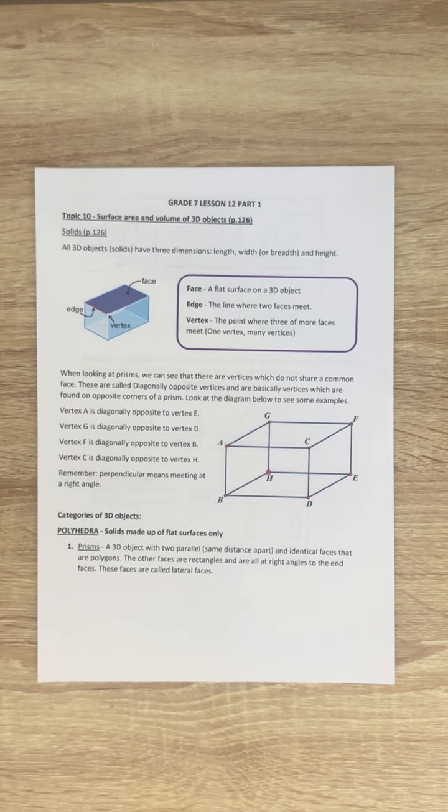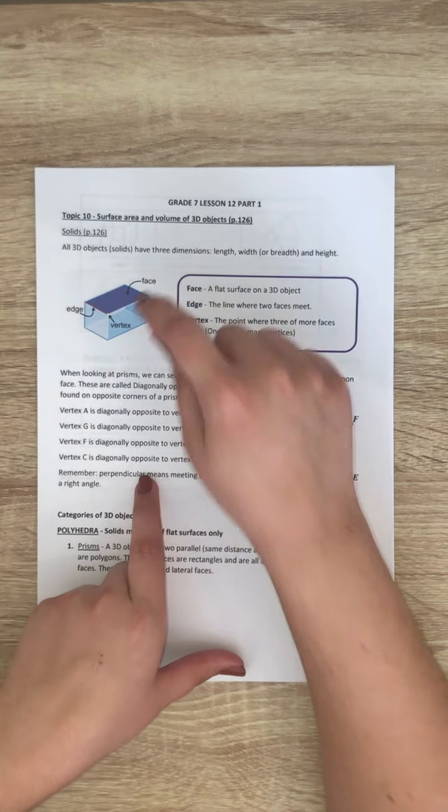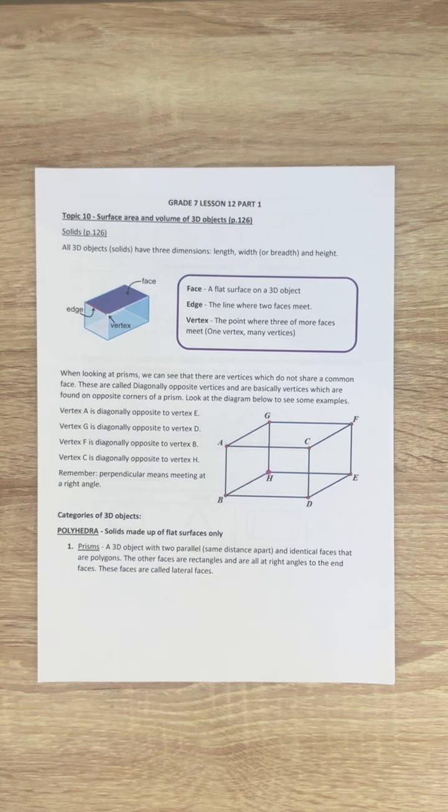And then the last one, the vertex. Remember, one vertex, many vertices. This is the point where 3 or more faces meet. Okay, so in other words, it's the corners of our 3D objects.